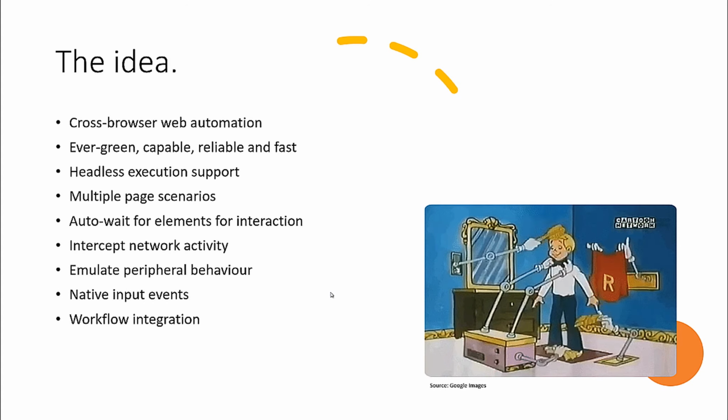There are options to auto-wait for elements to be recognized and then you want to perform some actions on them. It has options to intercept network activity. It can emulate peripheral behavior, which could be accessing permissions or using a camera or something like that. It also has support for native input elements, the events that would be triggered from a mouse or a keyboard, and it can be integrated in your existing workflow as well. So consider cloud or creating a Docker image or environments which are similar to that.